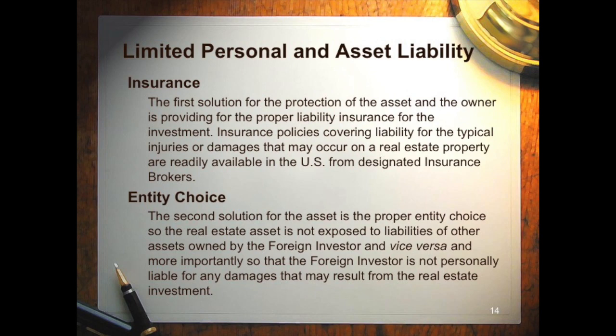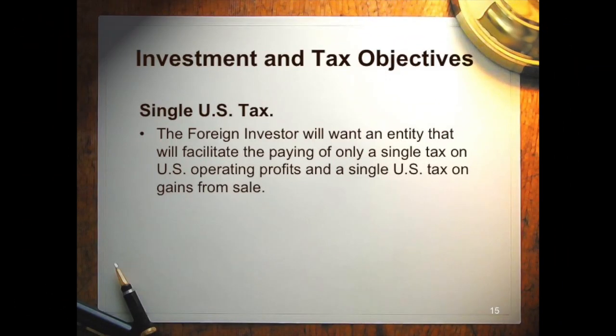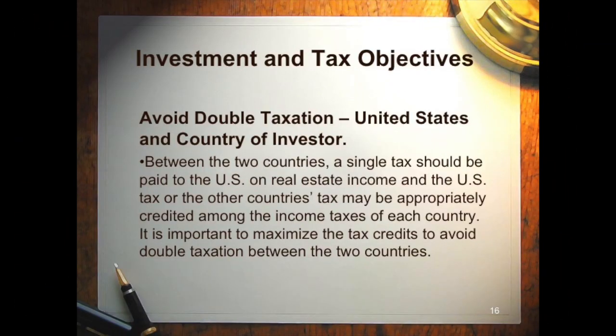The foreigners invested tax, these are the tax objectives we're after for the foreigner. They will want an entity that will facilitate the paying of a single tax on profits, a single tax on gain. They want to avoid double taxation, meaning they don't want to pay a tax in the United States and, on top of that, pay taxes to the countries that they live in. So there's an effort to avoid double taxation.